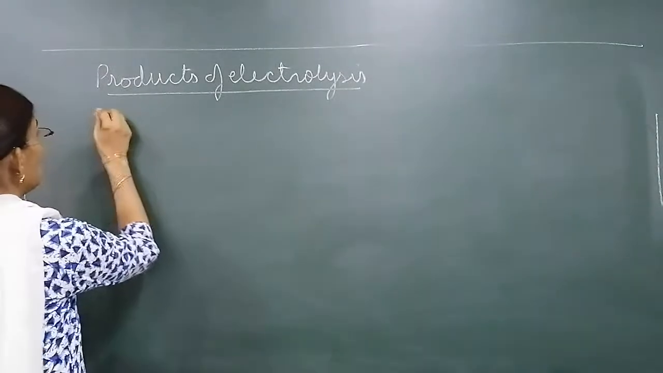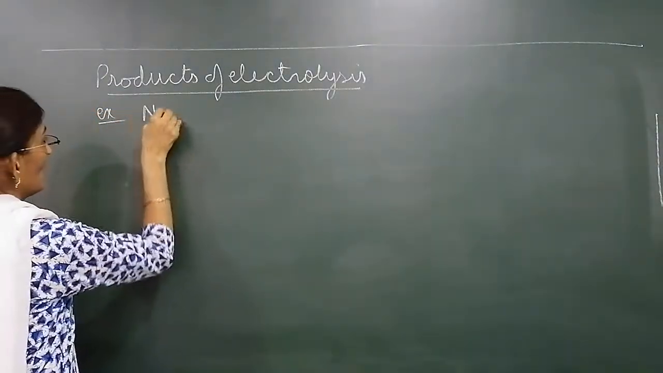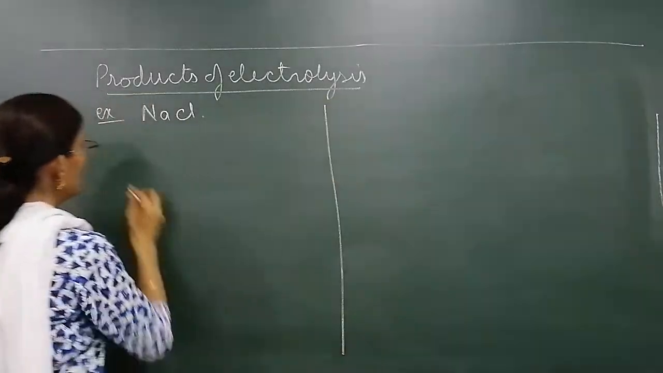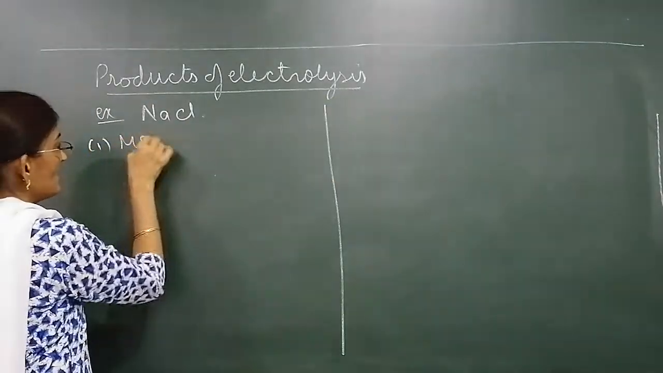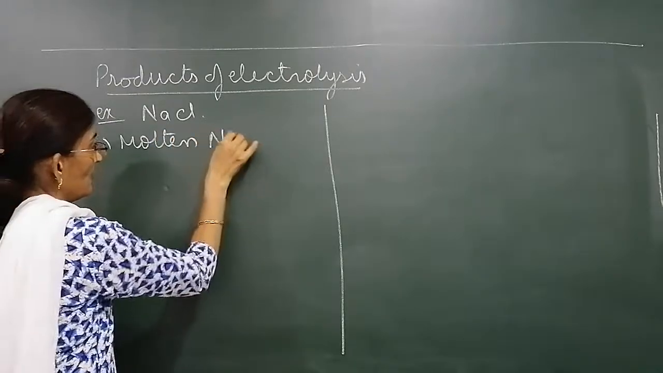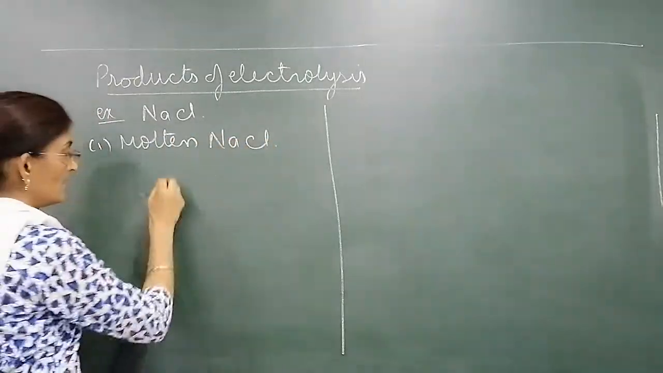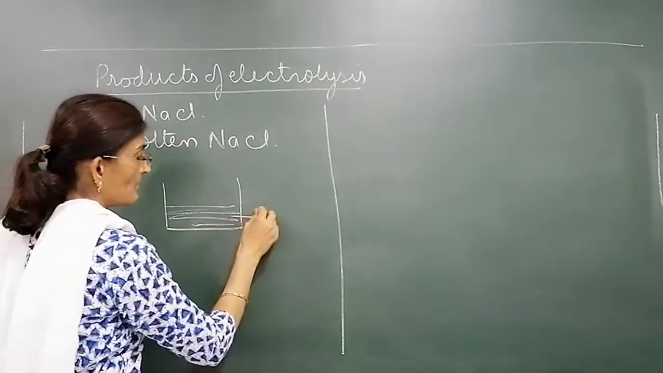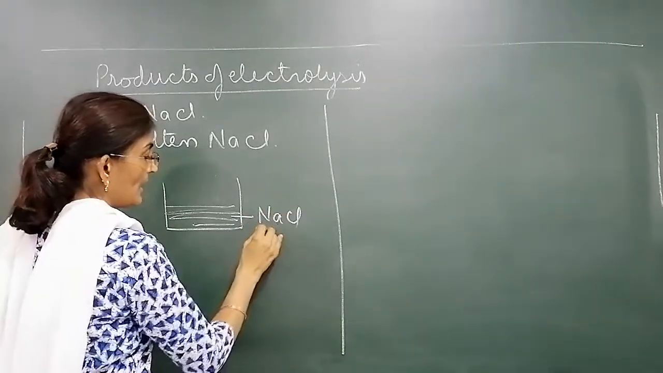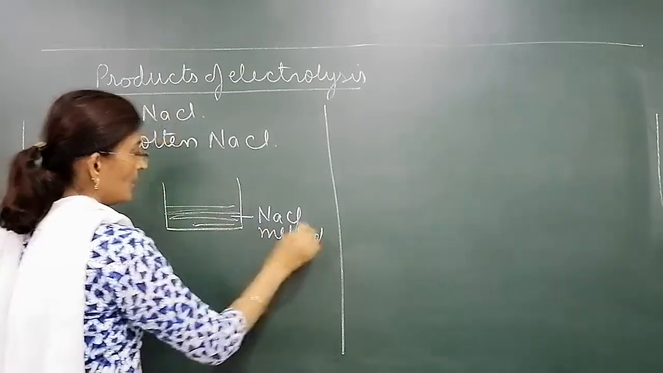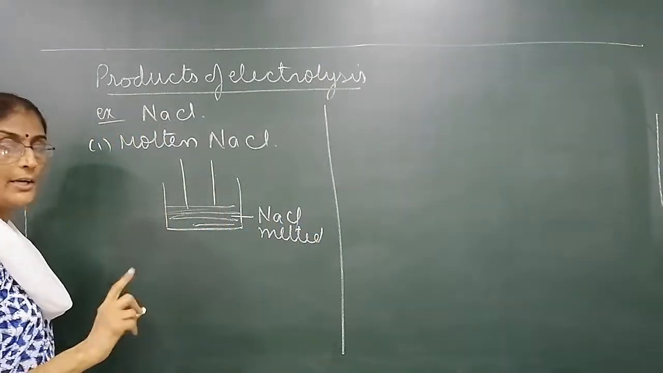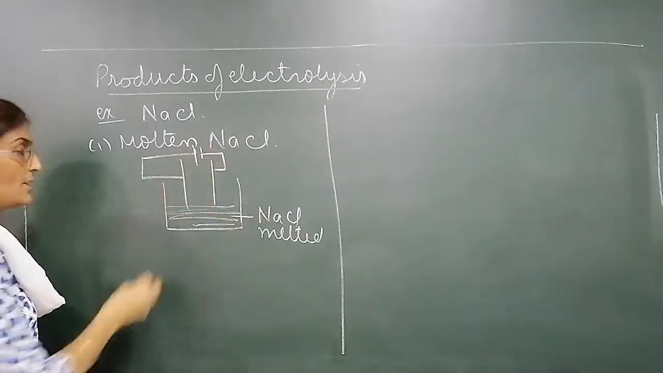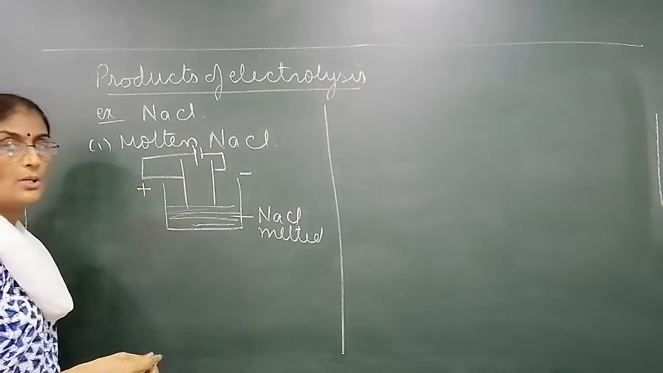We'll take example of NaCl. Suppose we have in first case molten NaCl as an electrolyte, fused NaCl as an electrolyte. In a container we had filled fused sodium chloride, melted sodium chloride, and anode and cathode are inert electrode. DC current is passed through it. This is anode and this is cathode.